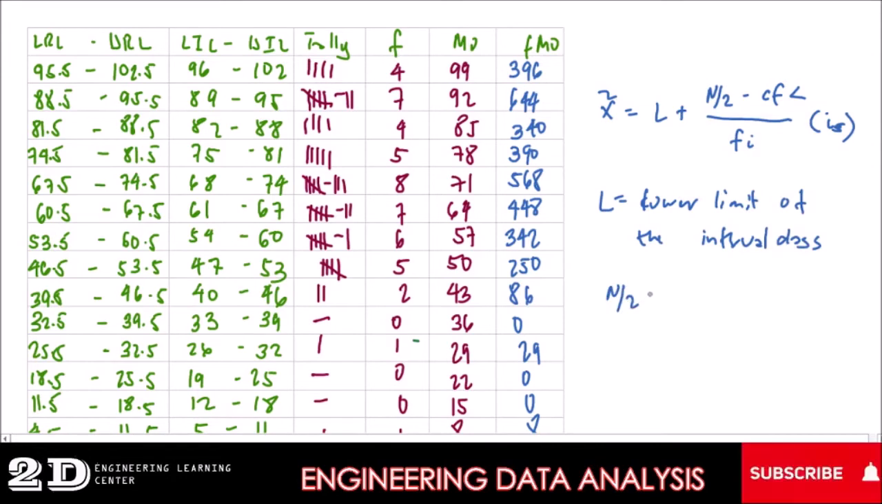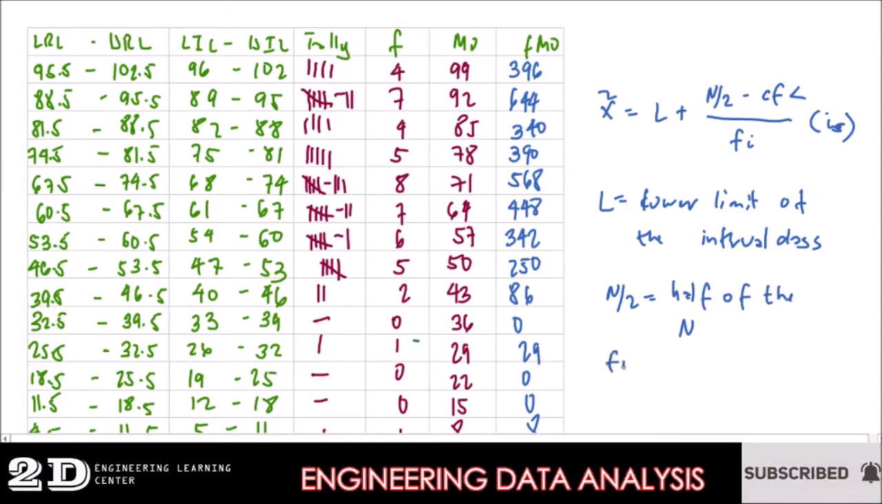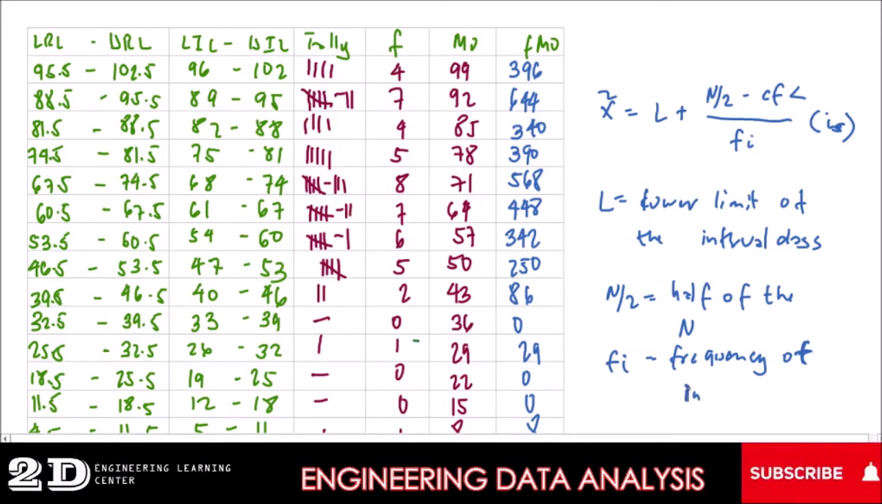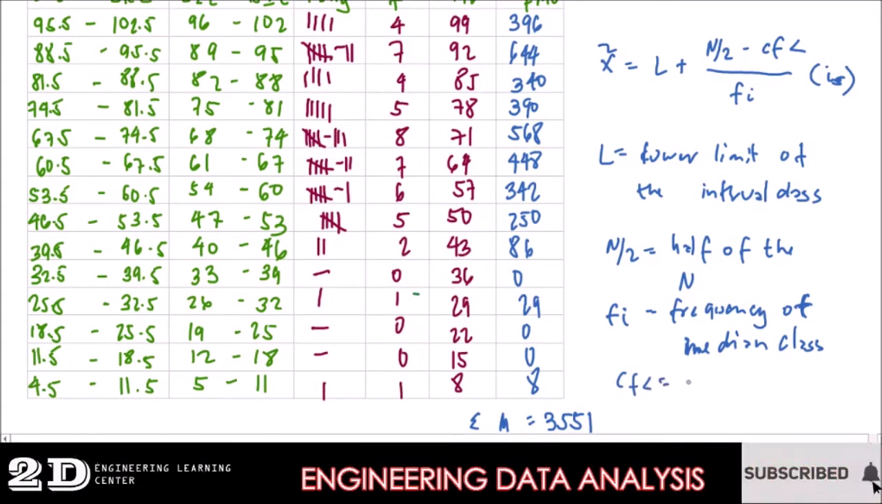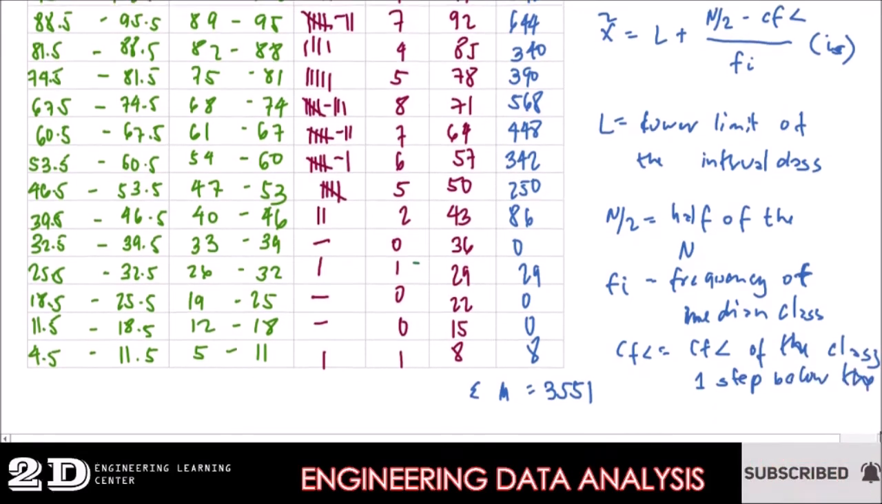Your N over 2, that is half of the number of data, or your N. Then your FI, that will be the frequency of your interval median class. Okay, your CF less than is the cumulative, or the CF less than, of the class one step below the median class.